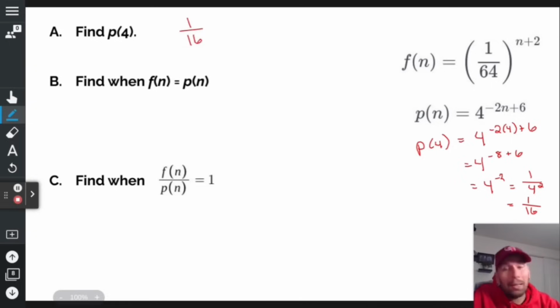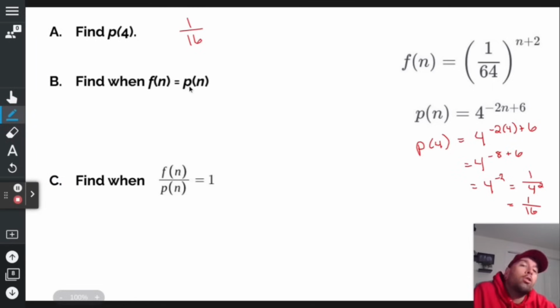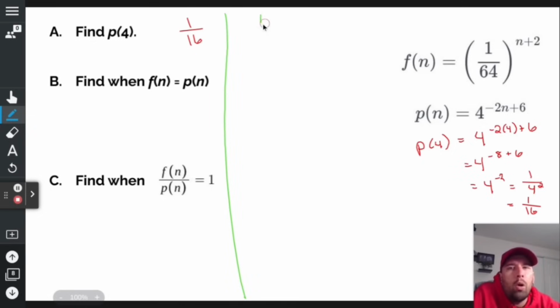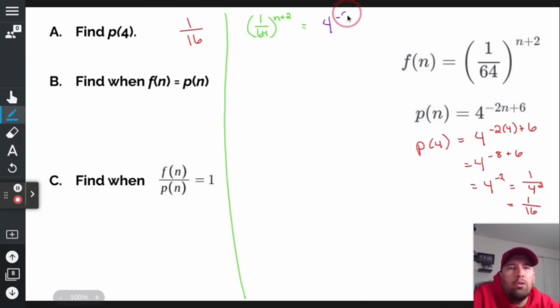Now it gets bananas. B-A-N-A-N-A-S, Gwen Stefani. I need to find out when f of n equals p of n. F of n, and I'm going to write it up here, so hopefully I have enough space for c, we'll see. F of n is 1 over 64 in parentheses to the n plus 2. Set that equal to P of n, which is 4 to the negative 2n plus 6.